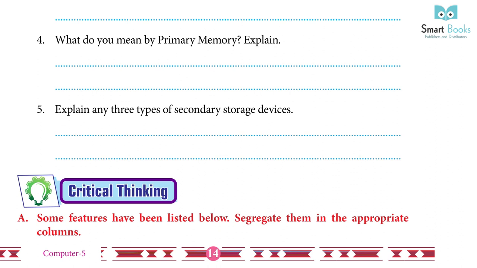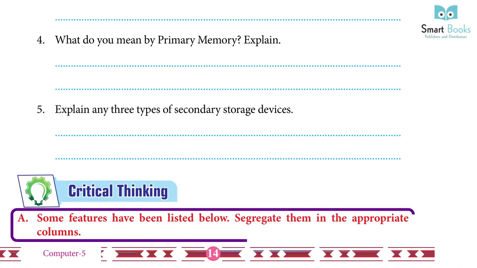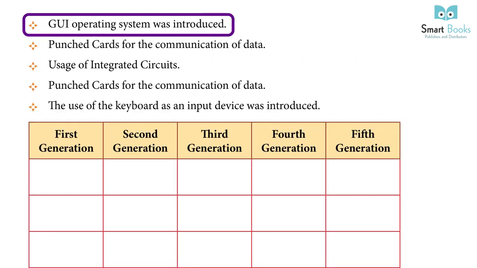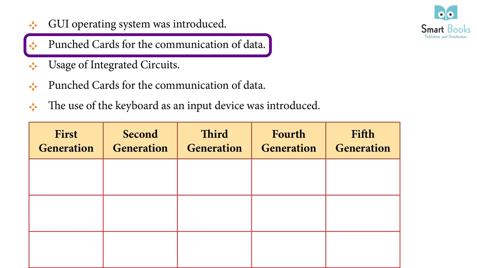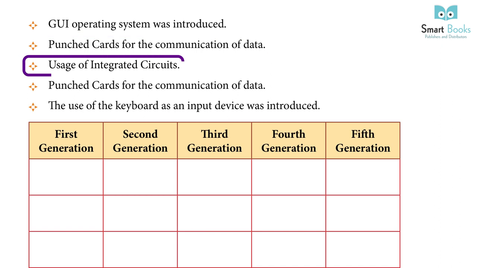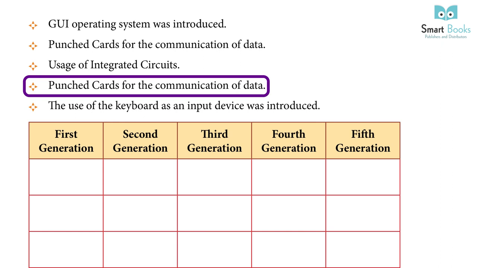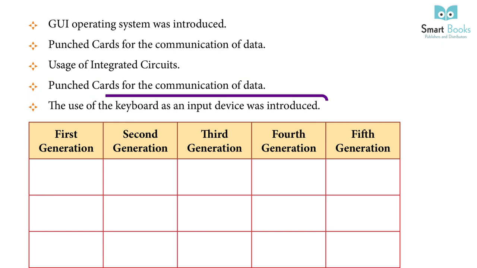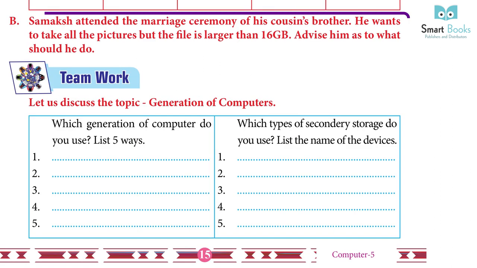Critical thinking. A. Some features have been listed below. Segregate them in appropriate columns. GUI operating system was introduced. Punched cards for the communication of data. Usage of integrated circuits. The use of the keyboard as an input device was introduced. Answer. Do it yourself.